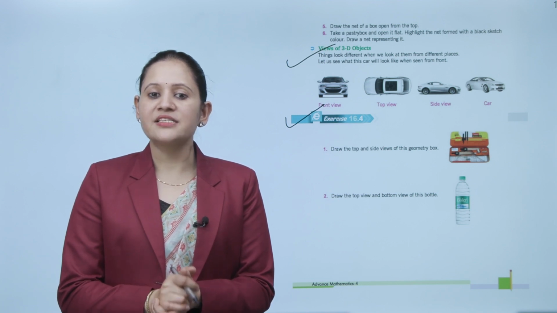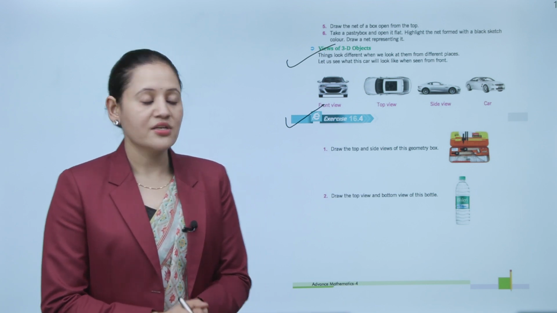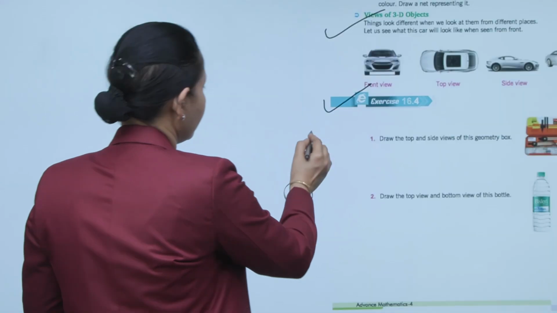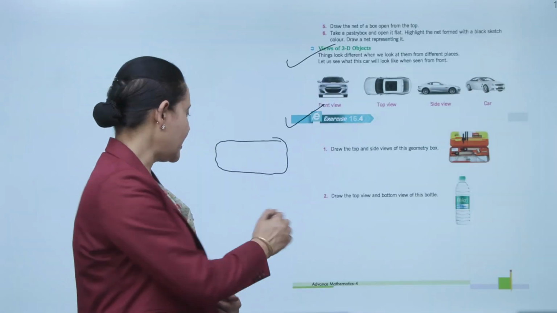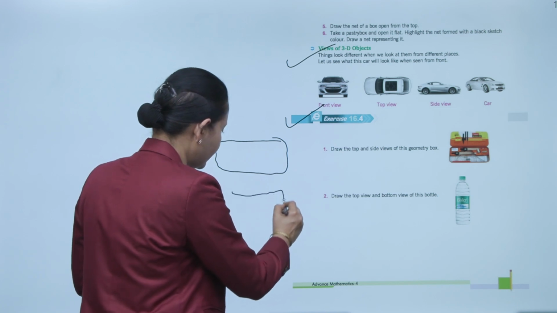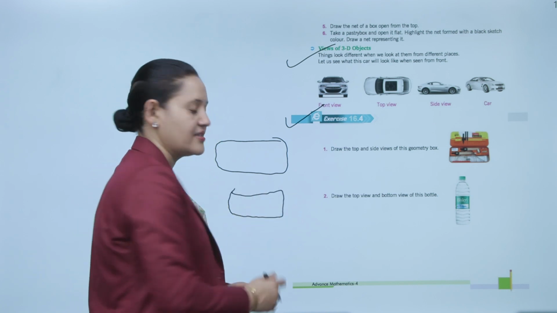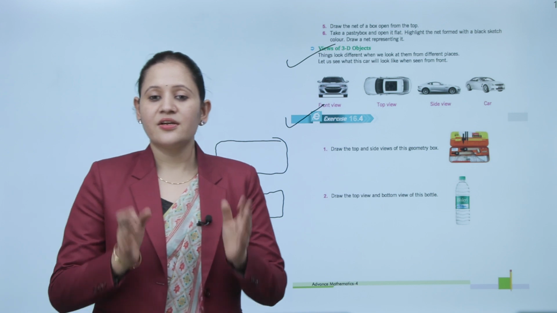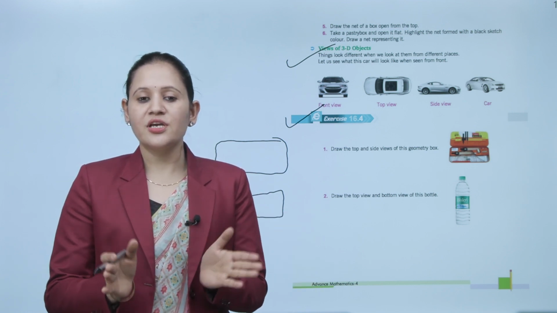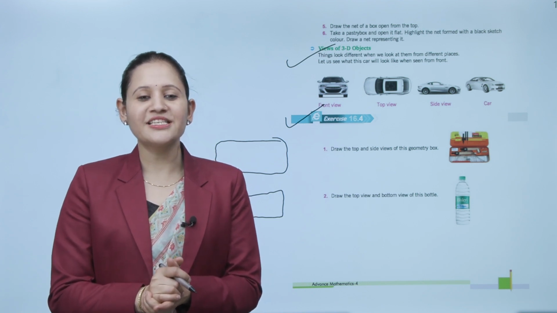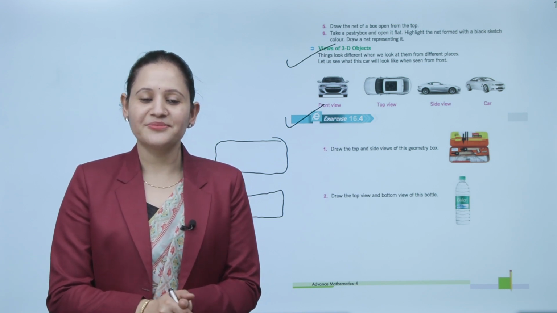Draw the top and side view of this geometry box. From the top, it will look something like this. Side, it will look something like this. Clear? So this is how we have to draw the top view and side view. So here we end the chapter. I hope you understand it well. Now you have to practice it.